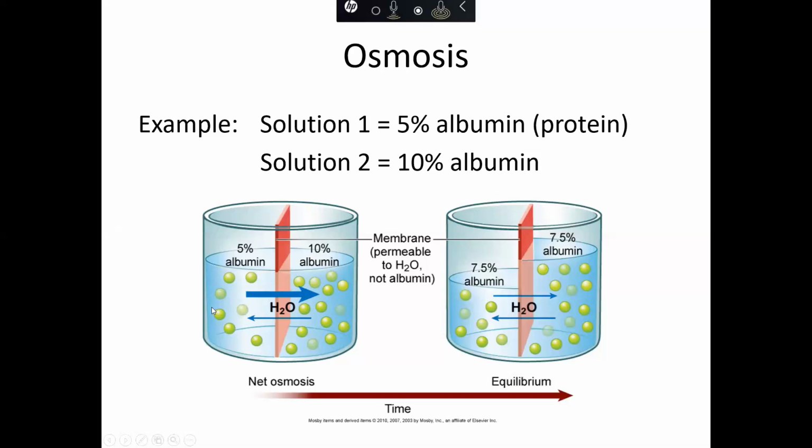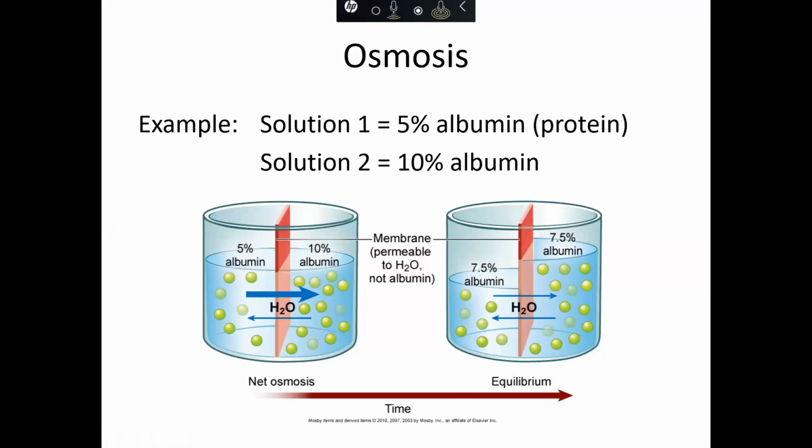Now, when you leave it alone and let time go by, water will travel from the high water concentration to the low water concentration, resulting in solution 2 gaining volume, while the other, solution 1, loses volume. Ultimately, what takes place, and what's important, is we achieve equilibrium of the solutions as far as percentages go. Now, we have 7.5% albumin on the left, 7.5% on the right.